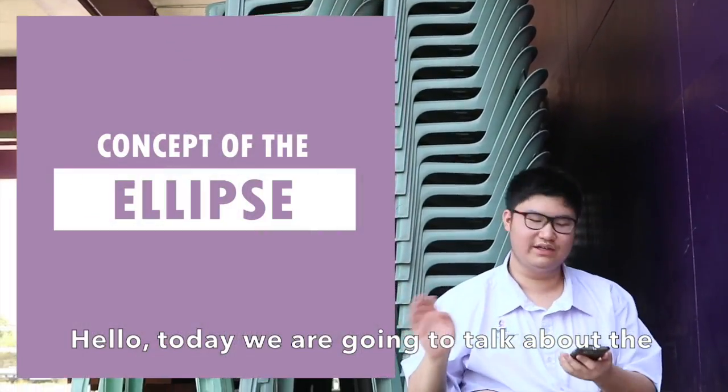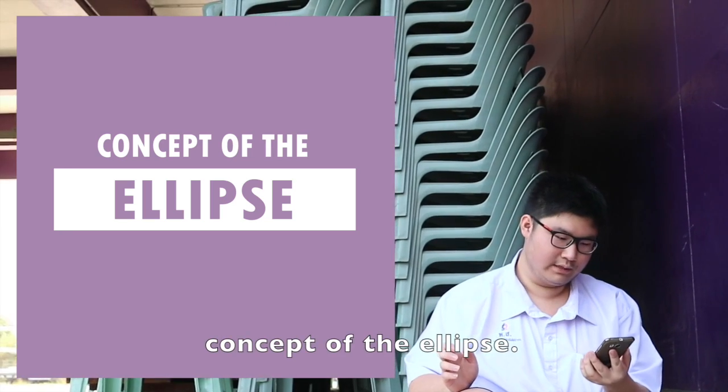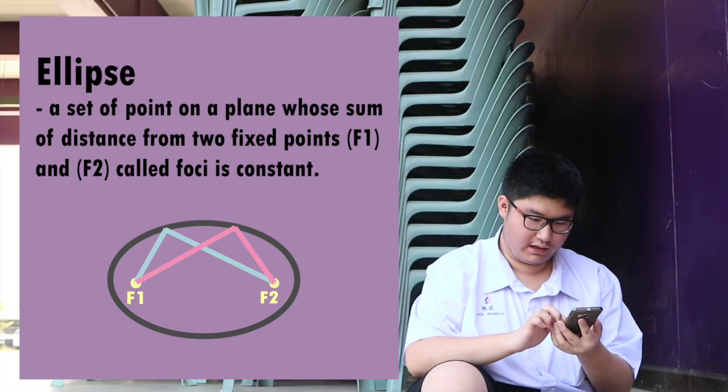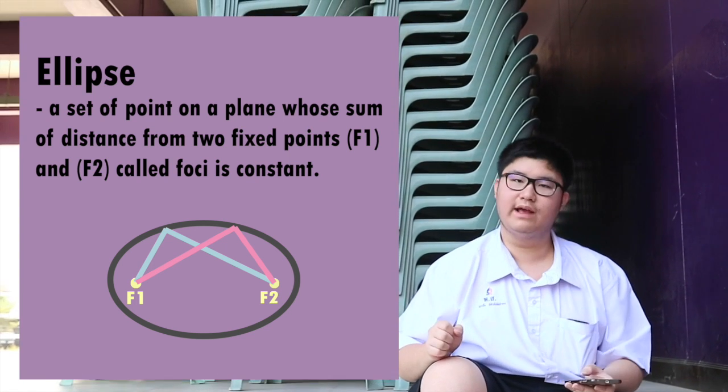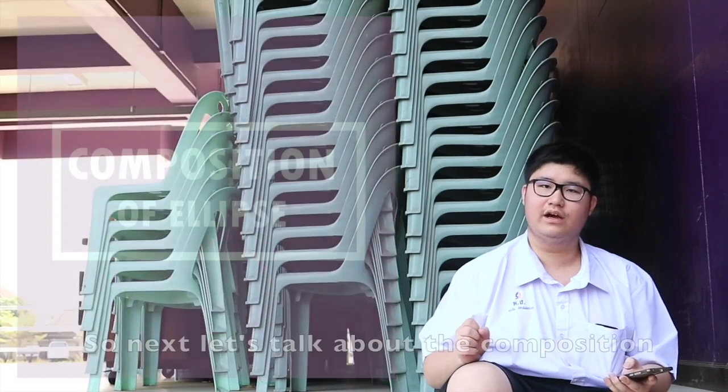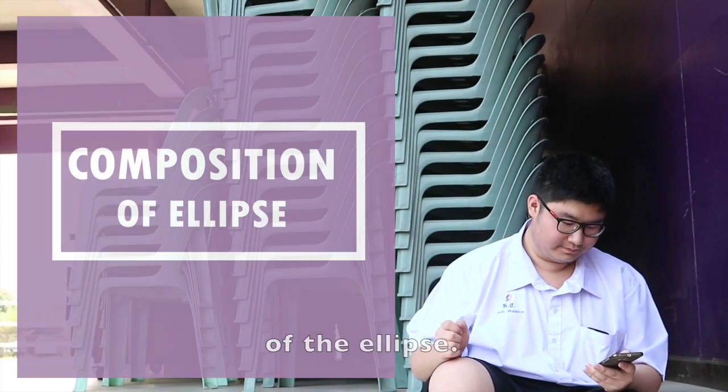So, hello. Today we are going to talk about the concept of the ellipse. An ellipse is a set of points on a plane whose sum of distances from fixed points F1 and F2, called foci, is constant.